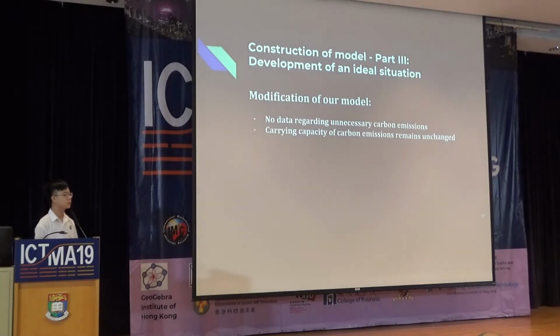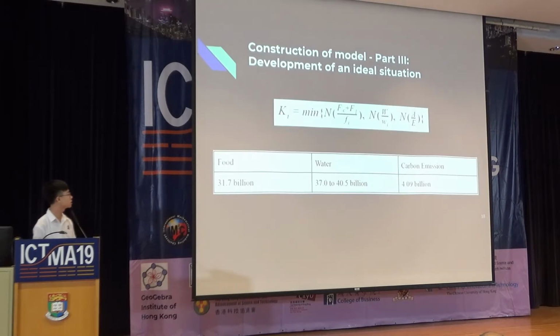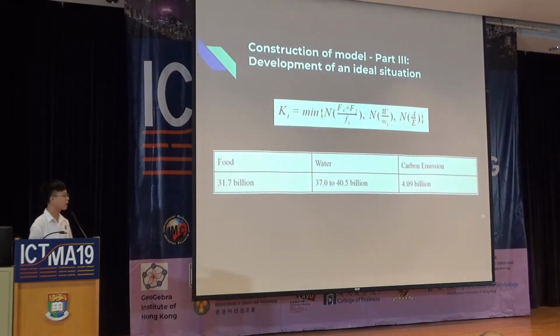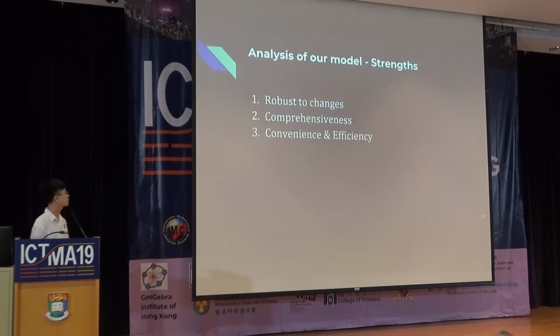And because we couldn't find any data regarding unnecessary carbon emissions, and it was difficult to quantify whether carbon emissions were unnecessary, we did not change the carrying capacity of carbon emissions based on this. So finally, our conclusion for the ideal scenario was that, again, our planet's maximum population is capped at 4.09 billion based on carbon emissions.